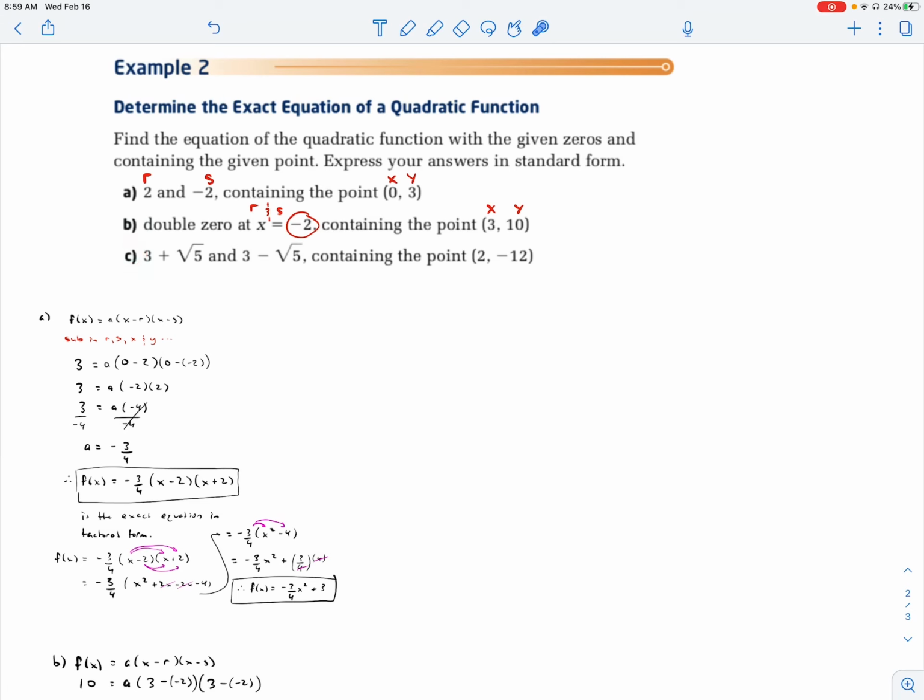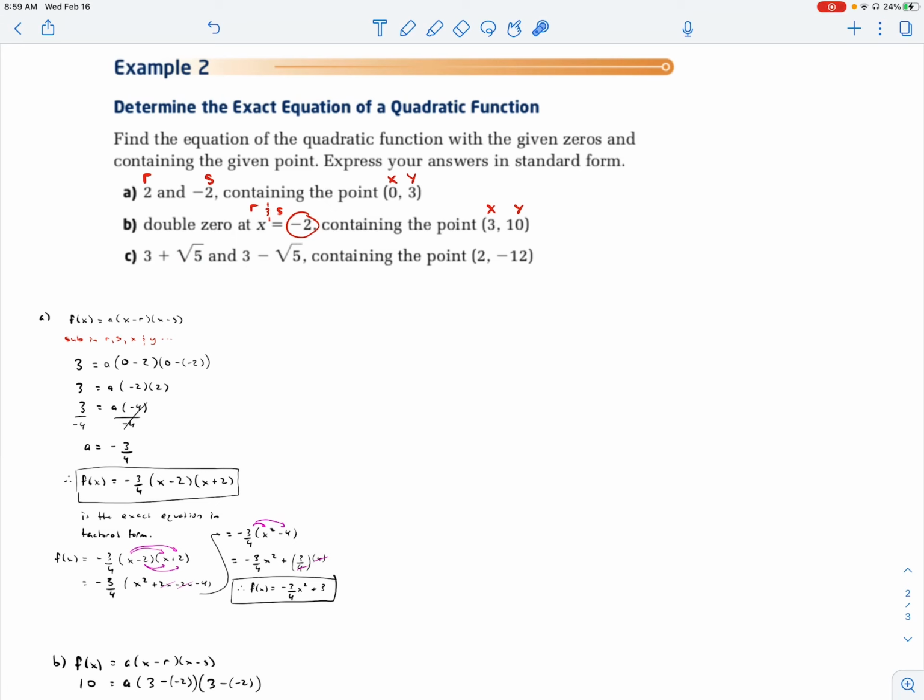Okay, part C is a little bit unique in the sense that our zeros that are given are in an exact form. So I don't know if you remember doing quadratic formula and then seeing your final solutions for x in an exact form like this. So I encourage you not to put this in your calculator and get an approximate answer, but if you just leave it simplified, these are now in an exact form.